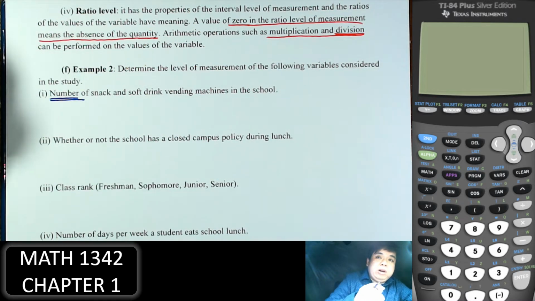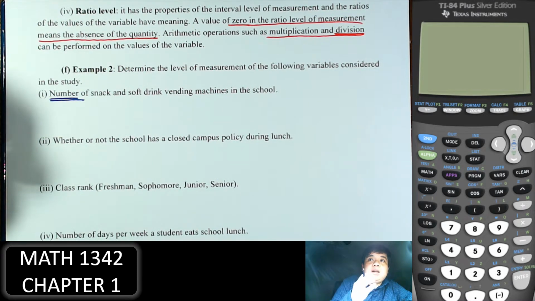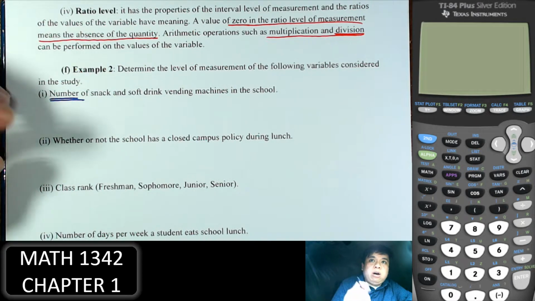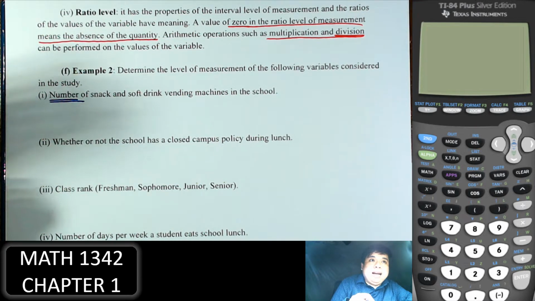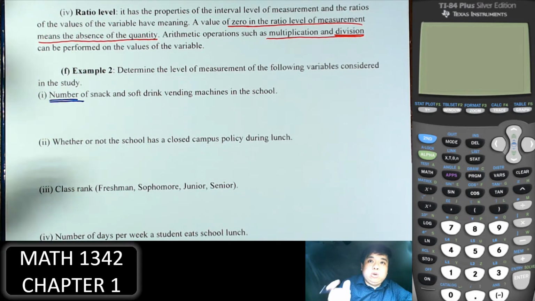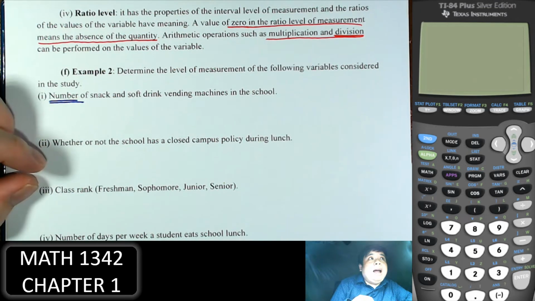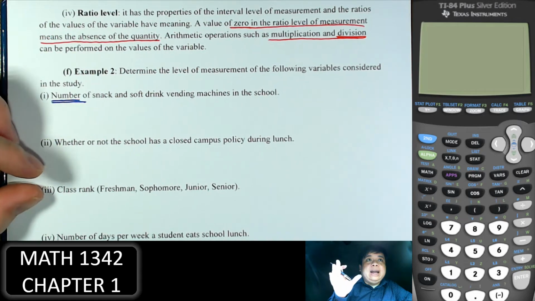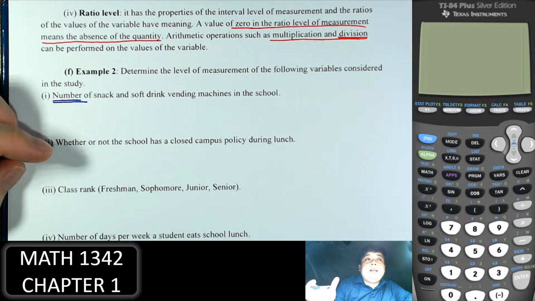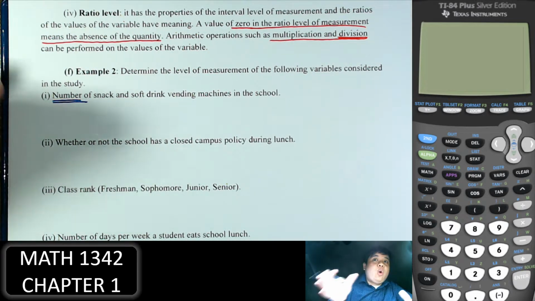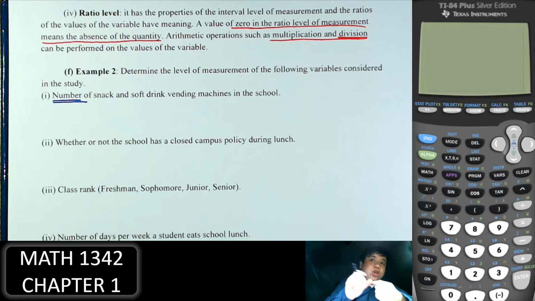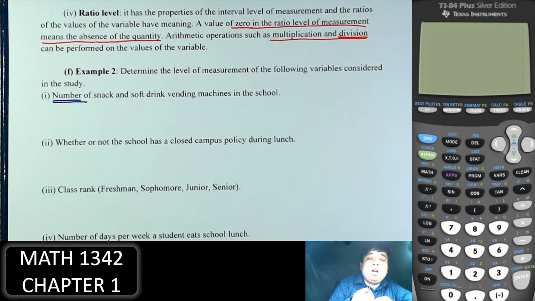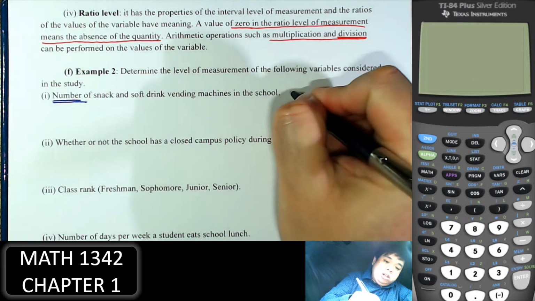soft drink machines, so that number can be 0, 1, 2, 3 and so on. If we have 0, that means there's no vending machine, so the 0 has a meaning. And if we have 5 vending machines and then 10 vending machines, then 10 is twice as much as 5, so the ratio of them has some meaning as well. Because of that, it is called the ratio.